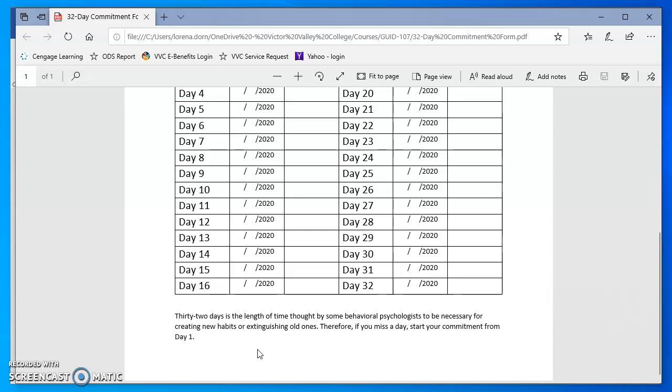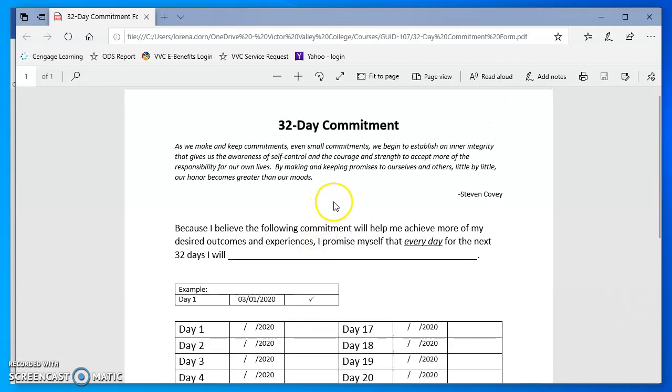Okay, so that's the way the 32-day commitment activity will work. But remember that for this module, all you're doing is planning it out.